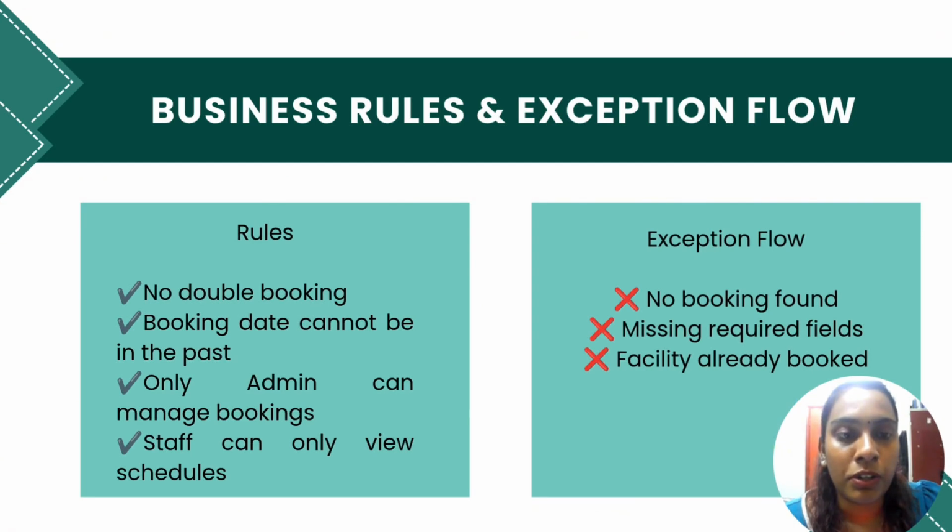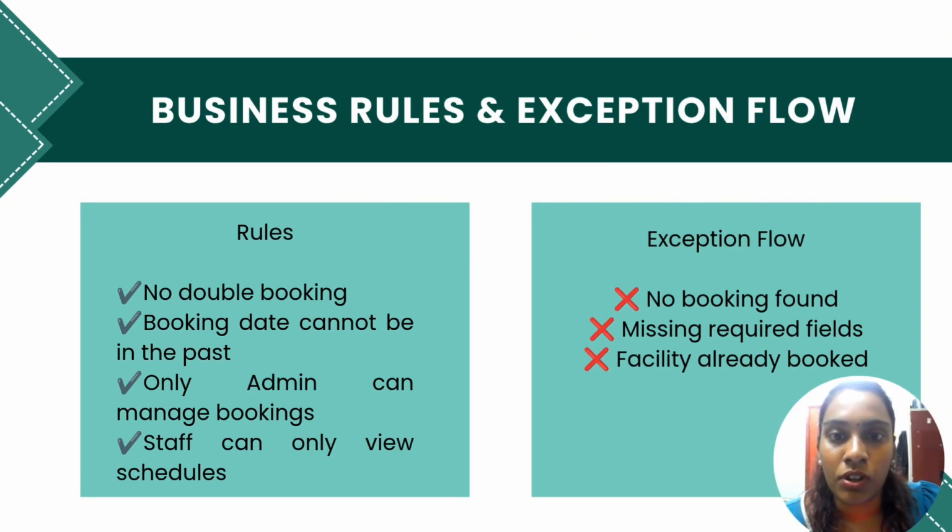Now I'm going to explain about the business rules and exceptional flow. There are several important business rules for this module. First, the same facilities cannot be booked by more than one booking at the same date and time. Second, bookings cannot be made for past dates. Third, only administrators have permission to create, update, cancel or search bookings. The staff members are only allowed to view the booking schedule.